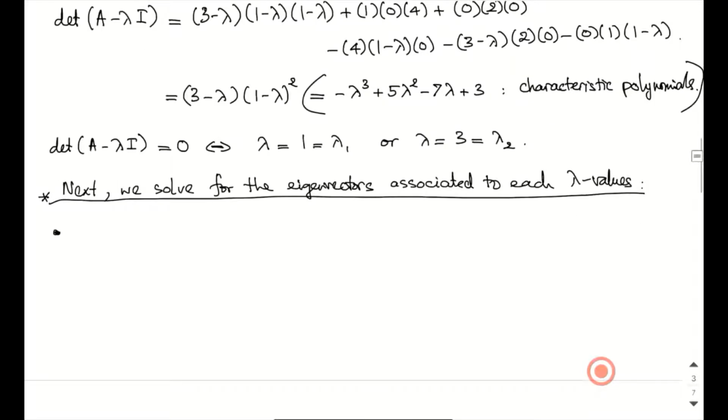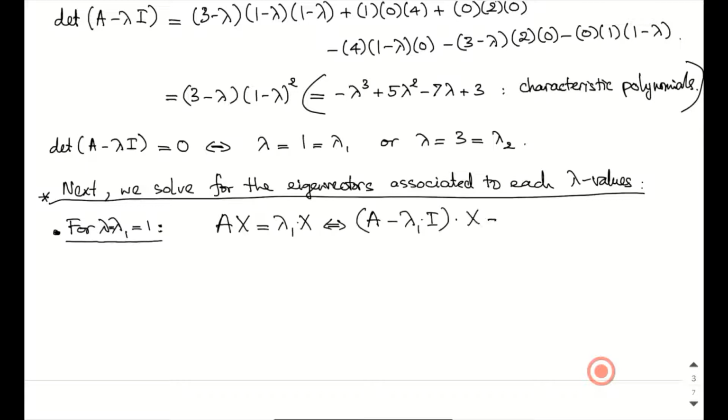Next, we solve for the eigenvectors associated to each lambda value. That means you have to first consider lambda 1. In order to solve for the eigenvectors, you will need to solve the equation Ax equals lambda 1 times x. But this is the same as solving the equation A minus lambda 1 times the identity matrix times x equals 0. And it is the same as solving the system of linear equations written in the augmented matrix form, where you have A minus lambda 1 times I on the left and zeros on the right.